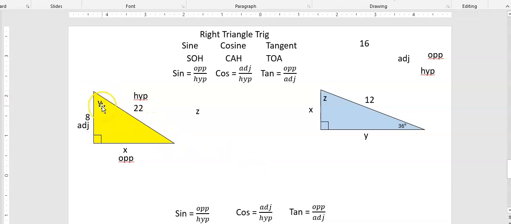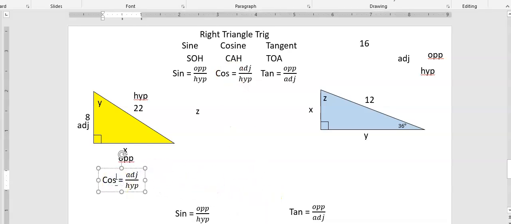With respect to the y, what two sides do we need? Here is our missing angle. We do not want to throw in another missing side. We need to use the two sides they gave us. They gave us the adjacent side and the hypotenuse. So which one has adjacent and hypotenuse? That is cos. So I'm going to grab the cos formula.